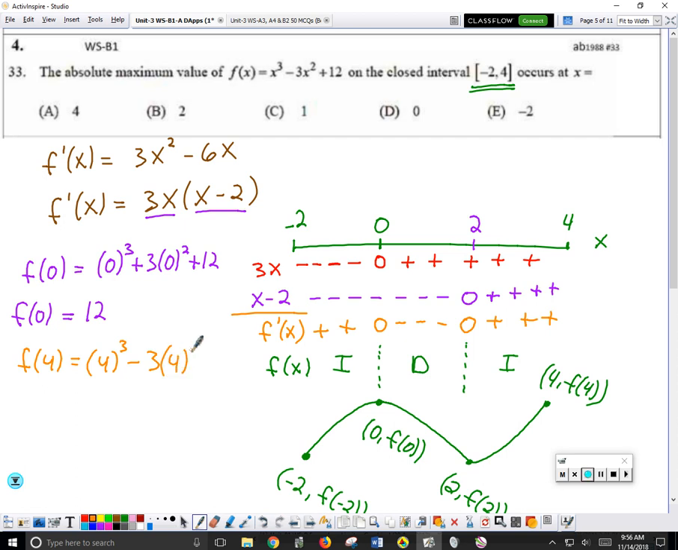So this is 3 times 4 squared, plus 12. So this is going to equal 64 minus 48 plus 12, which is 16 plus 12. So f of 4 is 28. So the absolute max is at x equal 4, where the absolute max has a value of 28.